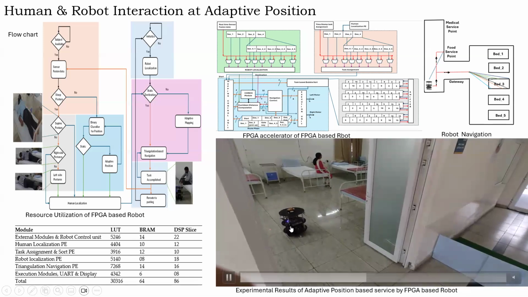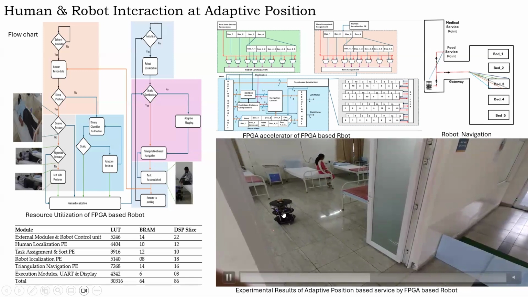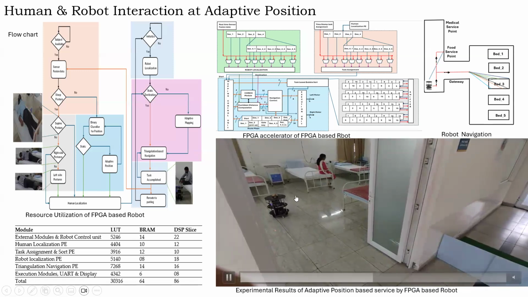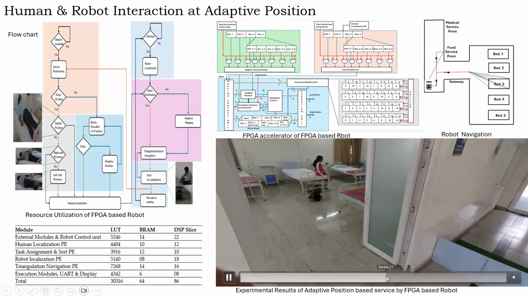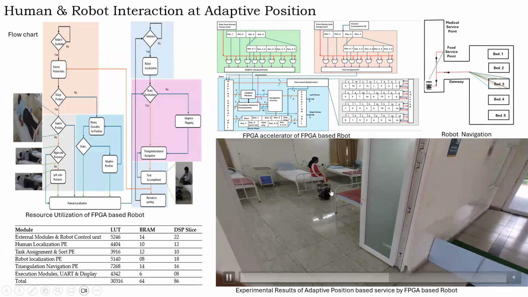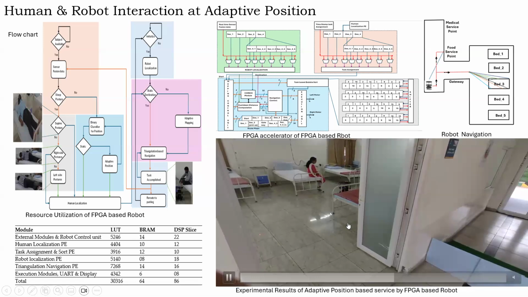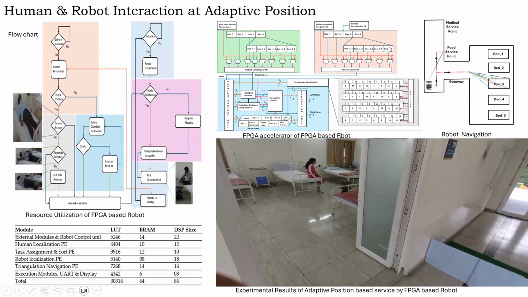Until then, it receives a continuous signal from the human localization FPGA, which was positioned towards the robot. Then the robot takes a decision, and from here it travels towards a node point. So this is runtime, and the robot provides the delivery as per the assigned task. All these human-robot interactions were performed using FPGA accelerators.